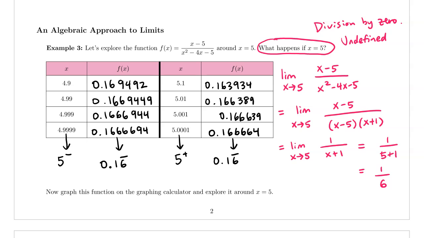And let's just verify that that's what we expected it to be in our graphing calculator, because we want to kind of check, are these the same thing?